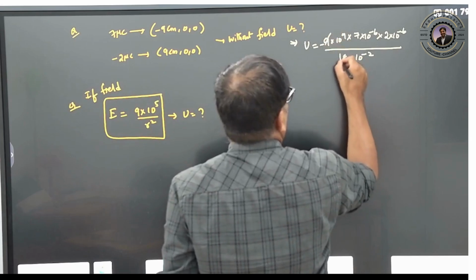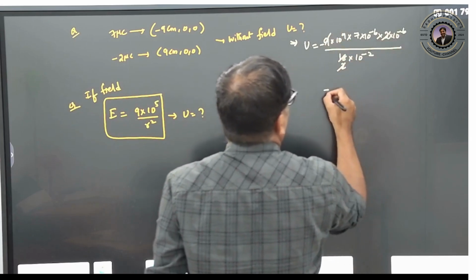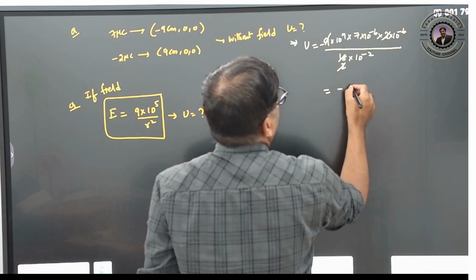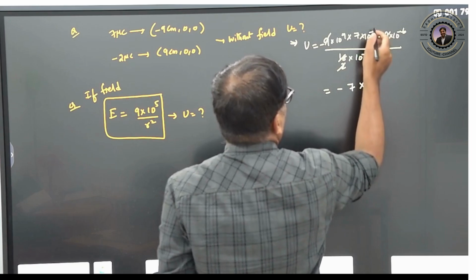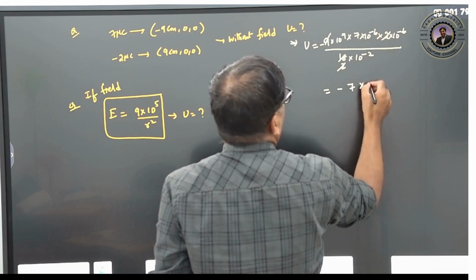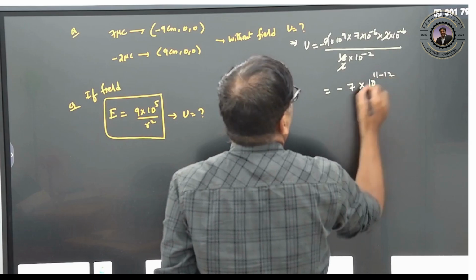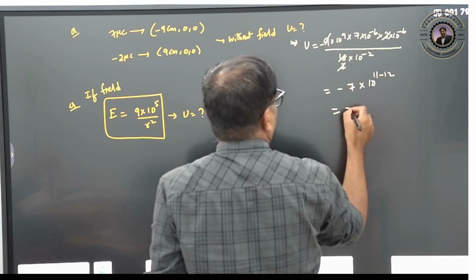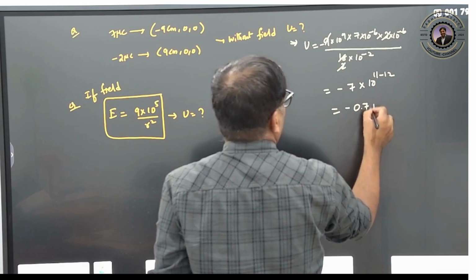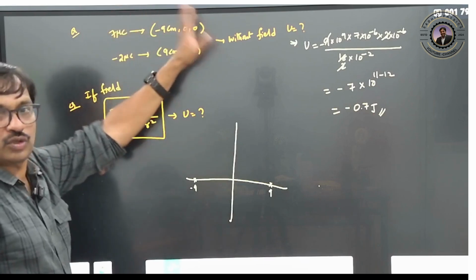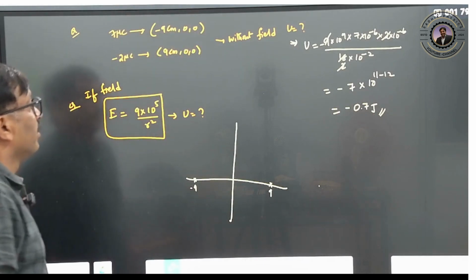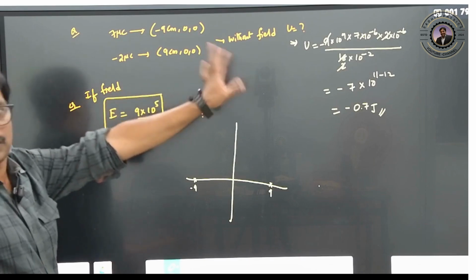So how much will it be now? 9 into 10 to the power of 9, 9 twos are 18, so the 2 cancels here. So minus 7 into 10 to the power of 9, 10 to the power of 11 minus 12. Clear? So therefore minus 0.7 joules. This much amount of energy was associated when there is no other external field. Right. This is easy, just now we discussed.